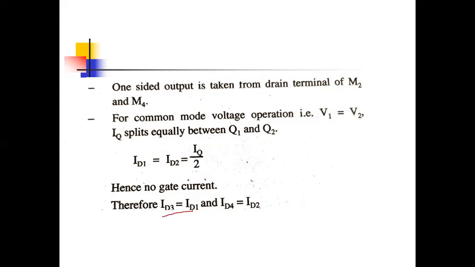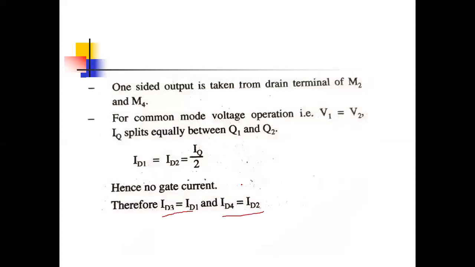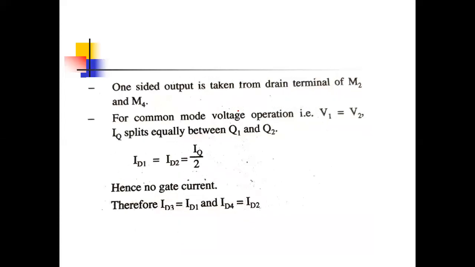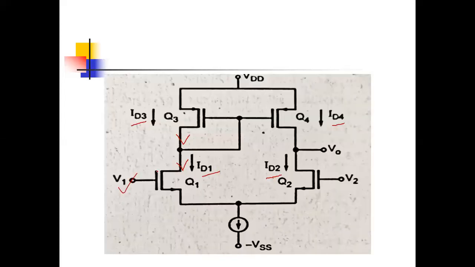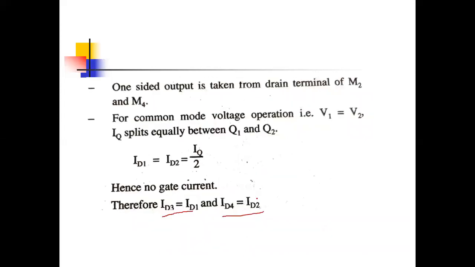Now see, ID3 equals ID1, ID4 equals ID2. In this diagram, the same current is coming down, so these two currents are the same. ID3 equals ID1. Same here, ID4 equals ID2. Now, differential voltage you know very well, V1 minus V2. Suppose we are not applying the same voltage. There is some mismatch. V1 and V2 are not exactly the same. There is some minor difference. If there is a minor difference, one current can be somewhat high and one current can be somewhat low.